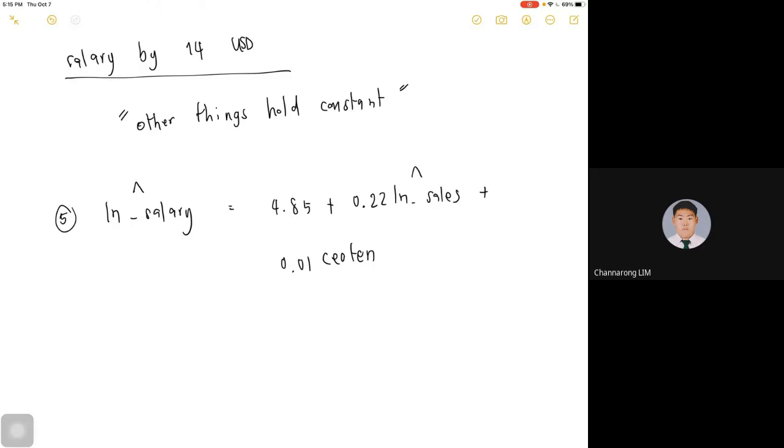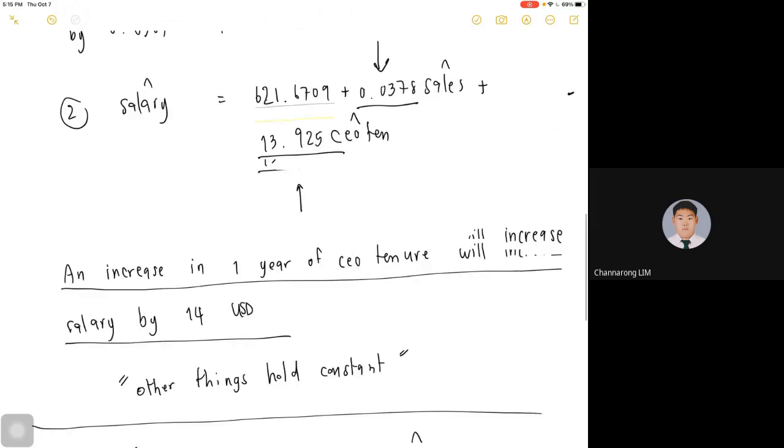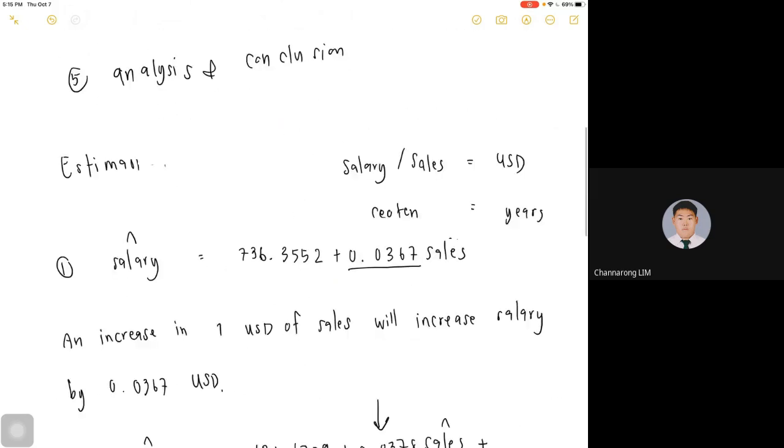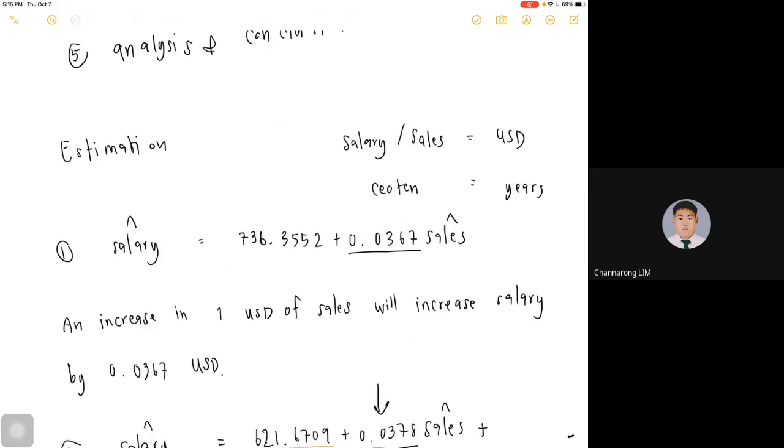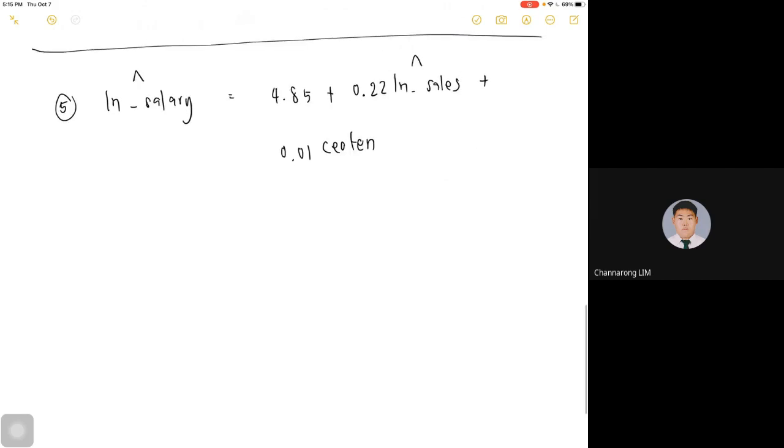You have to be careful once you take the natural log of your variable, because once you take it, the variable will not have a unit anymore. For example, previously the unit of salary is USD, US dollar. After you take the natural log, salary will no longer have a unit.